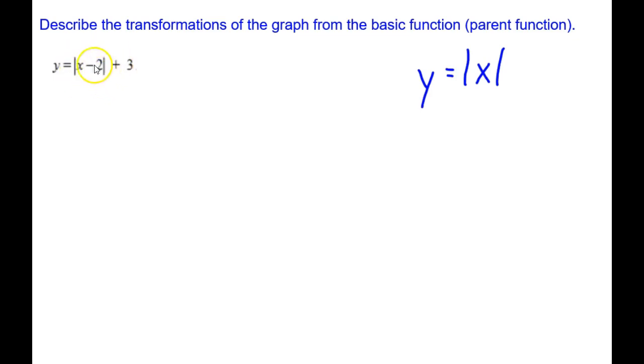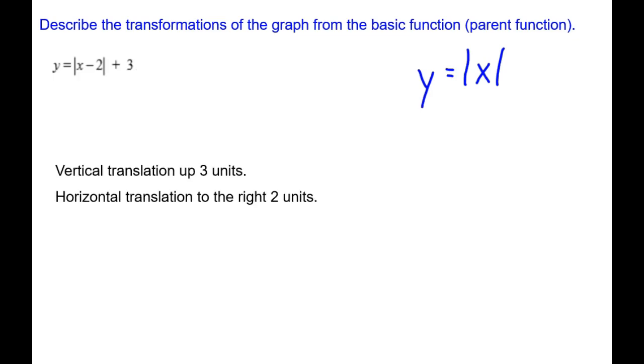Looking within my absolute value signs, this refers to horizontal translations. It's x minus a value of 2, which means we have a horizontal translation 2 units to the right. Again, specifically describing these: vertical translation up 3 units, horizontal translation to the right 2 units.